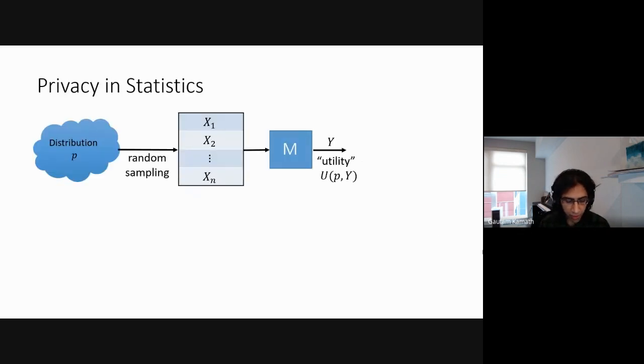Today we're going to be focusing on privacy in a statistical setting. Let's talk about what the setting is more precisely. We imagine that there's some distribution P, some population P as it's sometimes called, and via random sampling, we generate some data set x1 through xn. We feed these into an algorithm M, and we get some output Y. We want this output to have high utility with respect to the distribution P, not necessarily with respect to the data set x1 through xn.